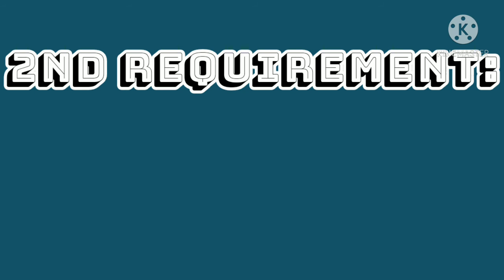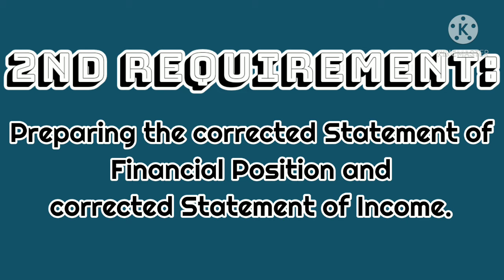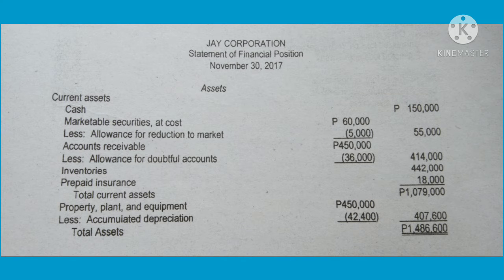Now let us go over the second requirement, which is preparing the corrected statement of financial position as of November 30, 2017 and the corrected statement of income for the year ended November 30, 2017. Now, here's the corrected statement of financial position of J Corporation as of November 30, 2017. For the current asset, we have cash of 150,000 pesos, which was from the previous statement of financial position. Marketable securities at cost of 60,000 pesos, which is from the previous statement of financial position, less the allowance for reduction to market of 5,000 pesos, which is from the first correcting entry.